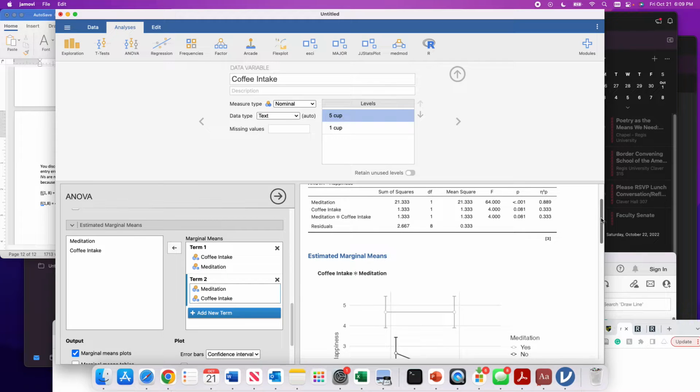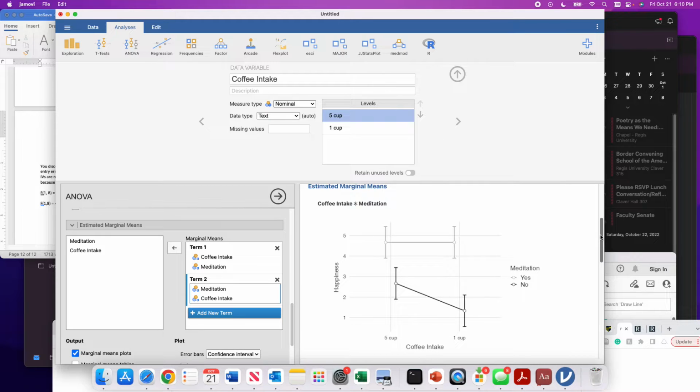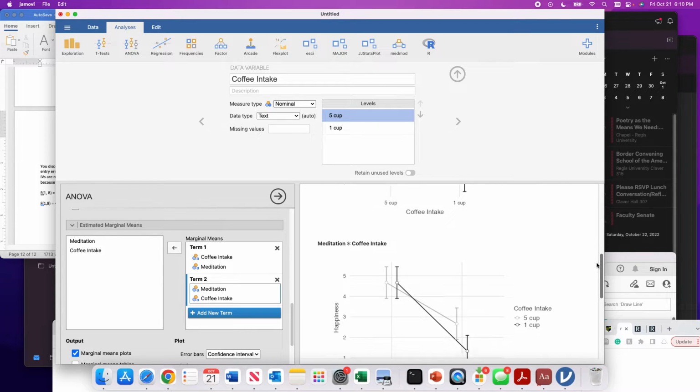But we're like, okay, what do we need to do? Well, right now, we describe the slopes. Oh, those that meditate did not show a difference in happiness between having 1 and 5 cups of coffee. For those that did not meditate, right, it looks like 5 cups of coffee might be associated with more happiness for those meditators. However, these 2 slopes are not different, so we know nothing, essentially. That's essentially what we know.